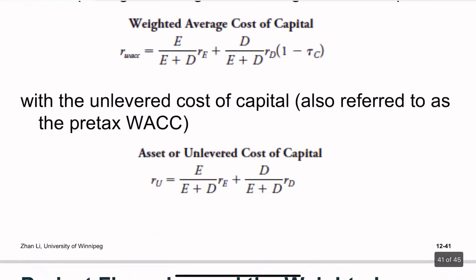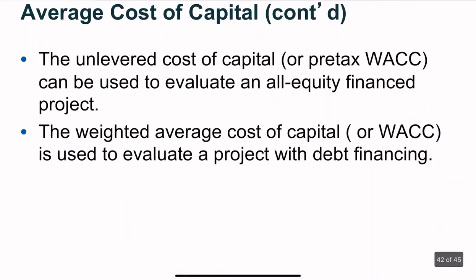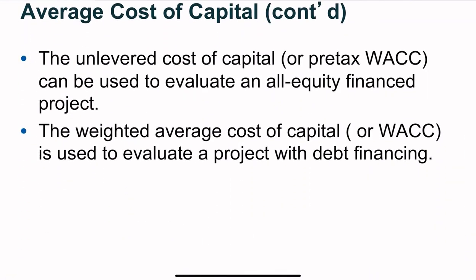You can see that it's pretty similar to the calculation of unlevered cost of capital or asset cost of capital, right? The only difference is we will have to think about corporate tax, right? So basically, when your project is only financed by equity, then you should use unlevered cost of capital, right? And if your project is financed by both equity and debt, then in this case, you should use WACC.